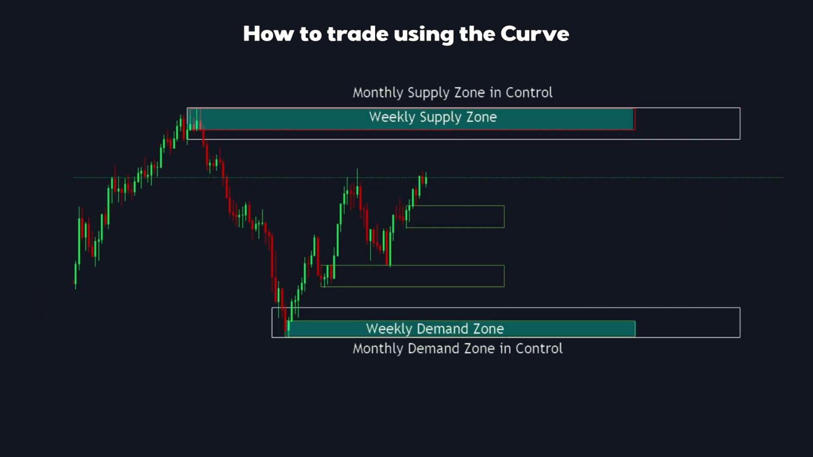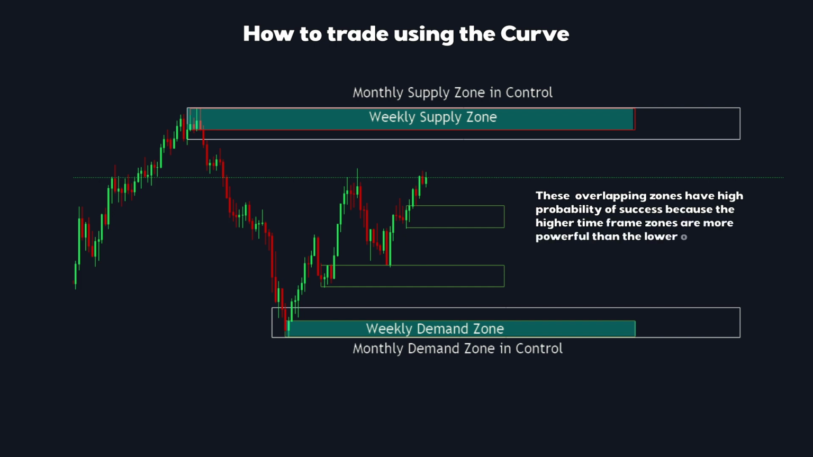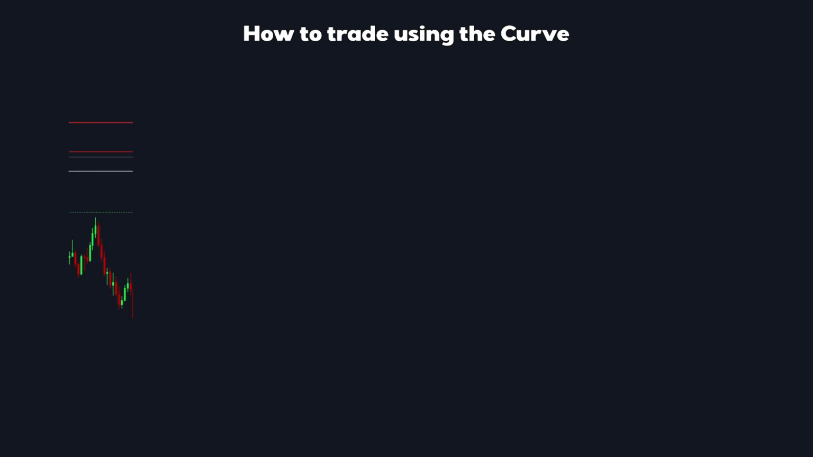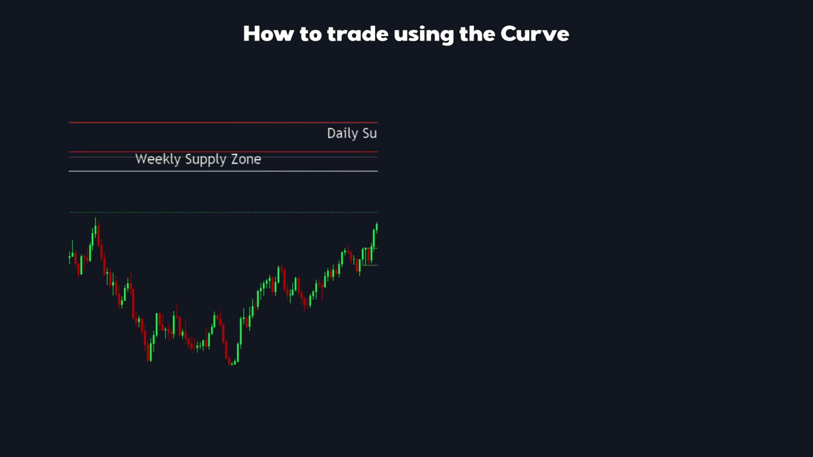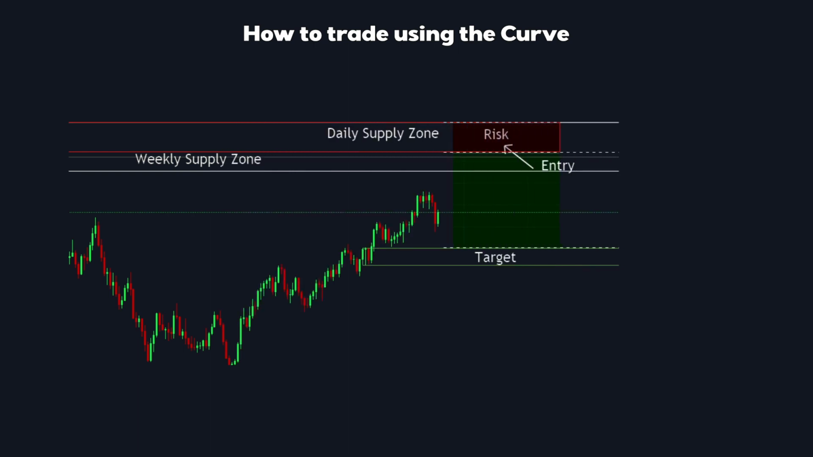We have a supply zone nested within the monthly supply zone. This means that this weekly supply zone has a high probability of success because it overlaps with the higher time frame zone. Same thing for the demand zone down at the bottom of the chart. These nested or overlapping zones have high probability of success because the higher time frame zones are more powerful than the lower ones. Price is near monthly supply zone, which means that soon price will reverse down and pierce all the demand zones that are up in the curve.